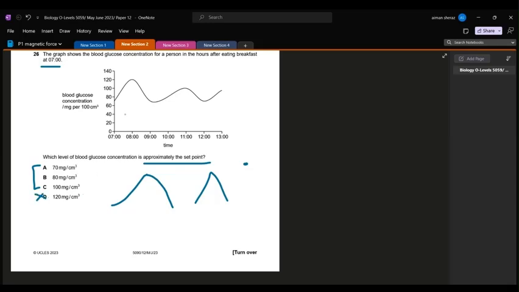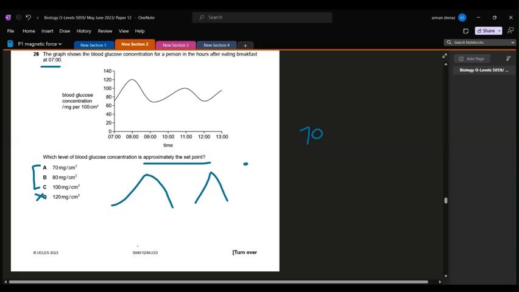A, 70. 70 can also be the case, but remember that once you have consumed the food, it might not be able to reach the stabilization point that quick. You cannot reach 70, which is lower than 80 or 100, that quick. However, 80 seems to be a normal range between 70 and 100. 100 is slightly above but still normal range. So 80 is between them, so it can be the answer, and it's where the graph stabilizes as well.